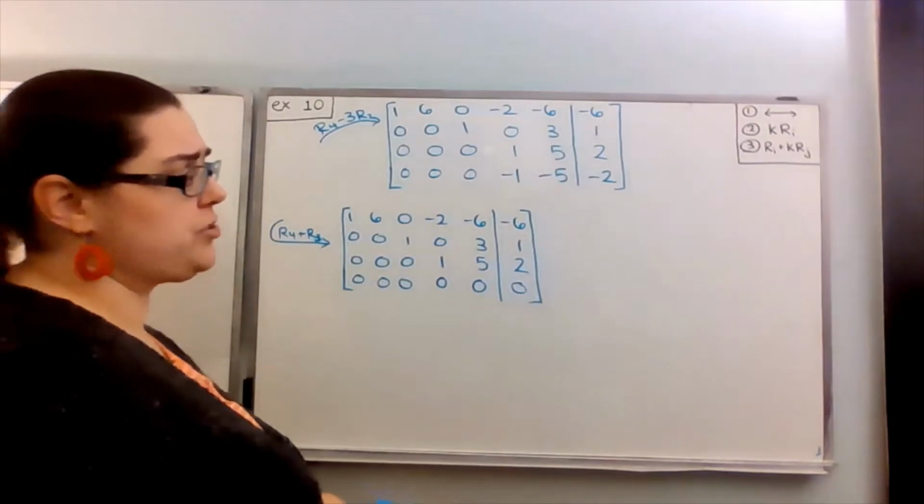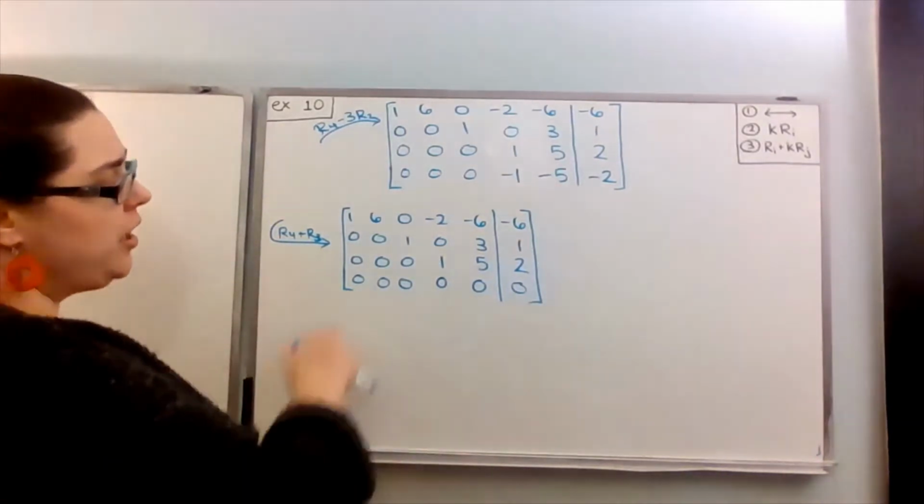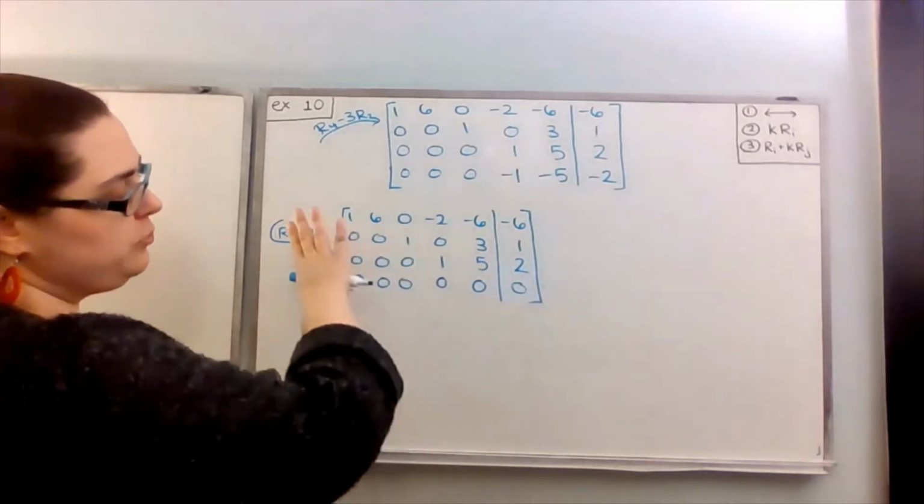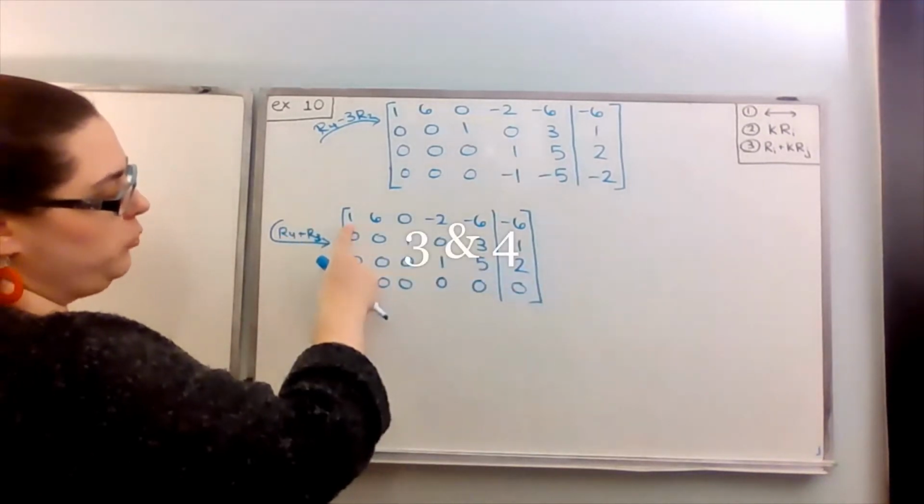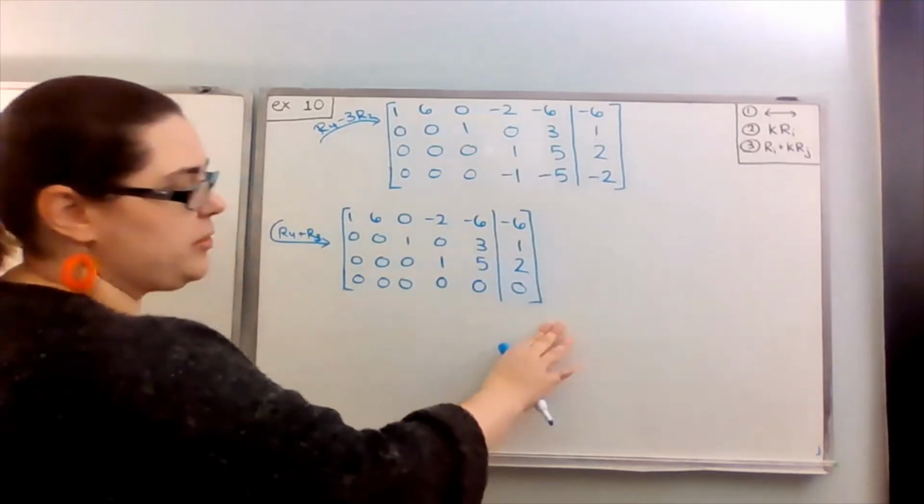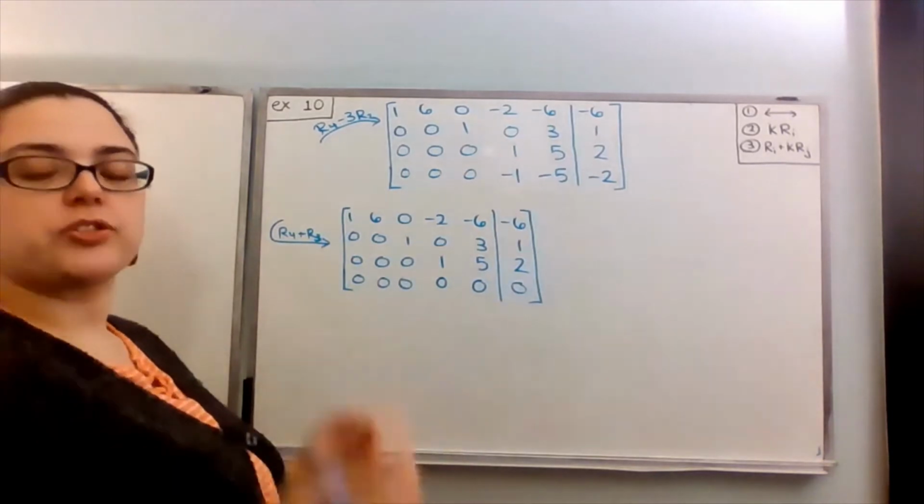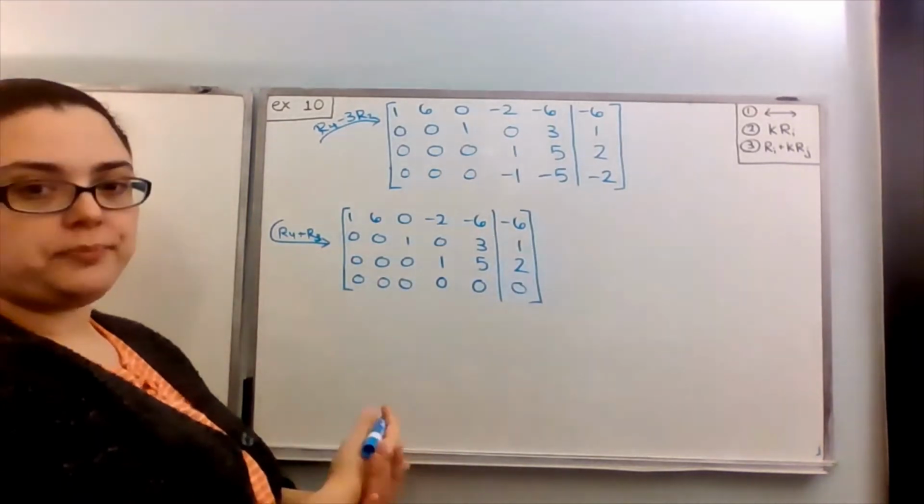And now our matrix is actually in row echelon form because all of our leading entries have moved to the right. So we've got column 1, 2, and then 3. Our row of zeros is at the bottom, and all of our leading entries are 1s. So we're in row echelon form.